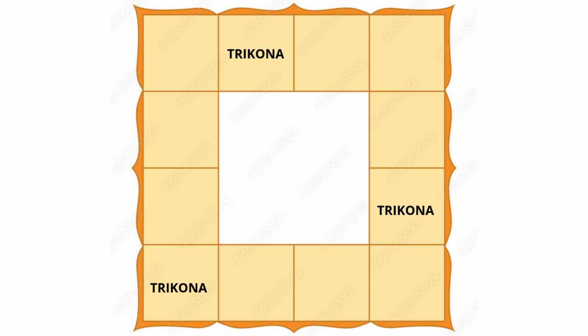Trikona houses or trinal houses. These are the houses 1, 5, and 9. The Trikona houses are considered highly auspicious and are linked to Dharma, meaning duty and life purpose. They represent individuality and the body in the first house, creativity and education in the fifth house, and wisdom and destiny in the ninth house.